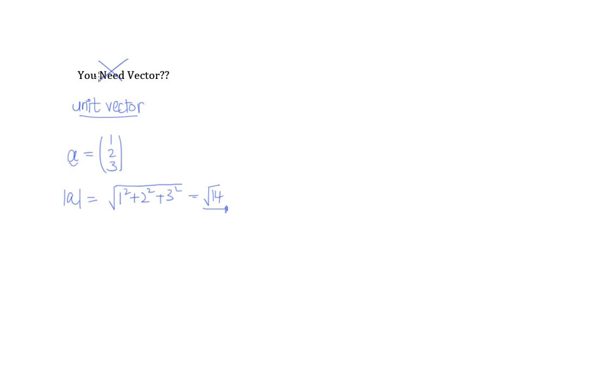Alright, so what exactly is a unit vector? Well, a unit vector is basically the same vector, okay, but with the magnitude 1. So this vector A has a magnitude of square root 14. It is not a unit vector. So how do we then find the unit vector?